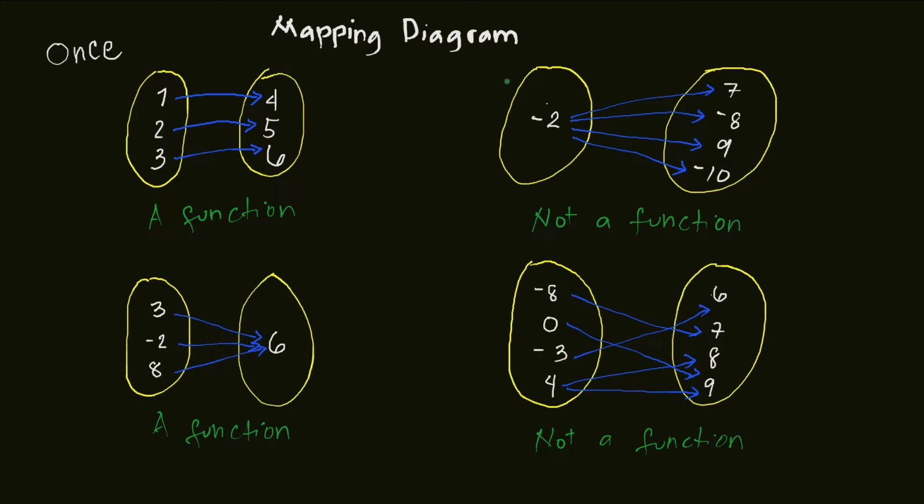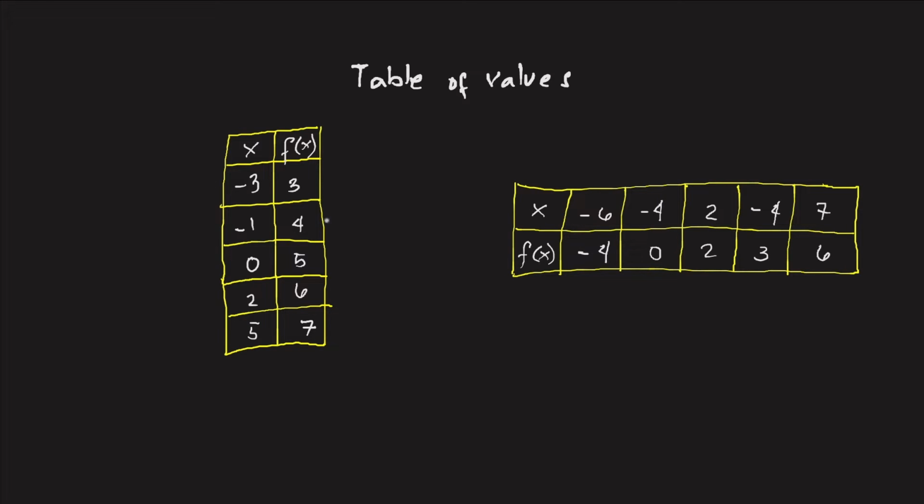Okay, so that's it. That's how easy it is to identify if a mapping diagram is a function. Now let's move on to our next part of identifying functions. Now, like I said, a function can also be represented as a table of values. And here you see two tables. One has the values displayed vertically, and the other has the values displayed horizontally. It doesn't matter whether the values are written vertically or horizontally.